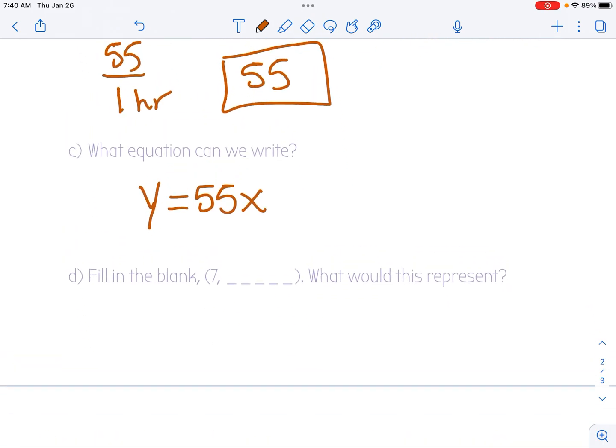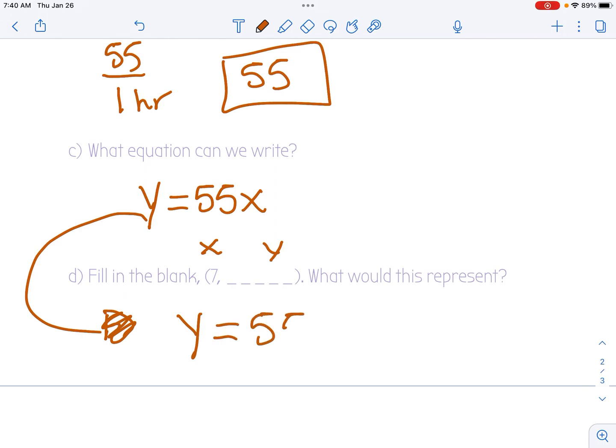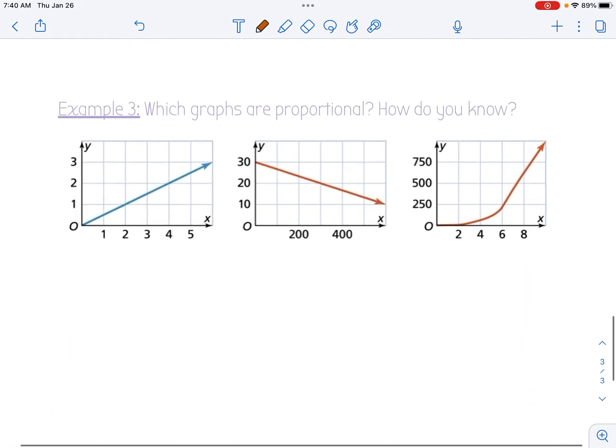So part C, fill in the blank, 7 comma blank. What would this represent? So now that I have my constant, I can fill this in. I know what my x is, I don't know what my y is. So I'm going to leave my y blank, and I'm going to plug in my x into my equation. So instead of 55 times x, I'm going to do 55 times 7. Remember, you can use your calculators if you need them. So 55 times 7 is 385. So when I have traveled for 7 hours, I have gone 385 miles.